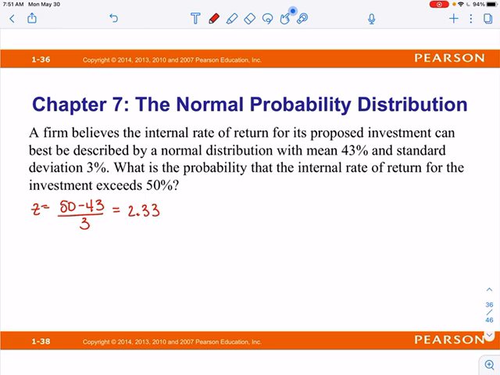So that's the z-score. And now we're going to look that z-score up on table 5. And again, we want the probability that it exceeds 50%, which is going to be greater than. Your table is giving you less than. So once we find the answer on table 5 for that z-score of 2.33, we need to remember to subtract it from 1. So we're going to do 1 minus 0.9901, which will give you an answer of 0.0099 as a final answer there.